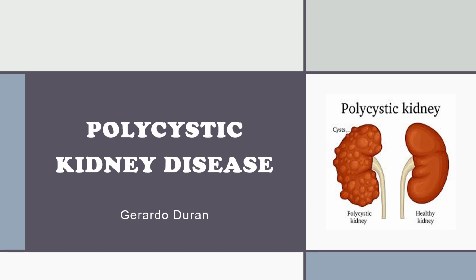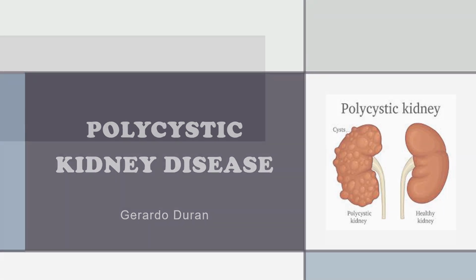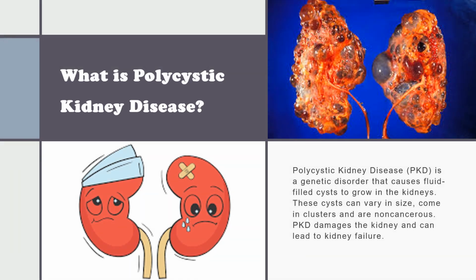Today, my presentation is over polycystic kidney disease, so we're going to go ahead and get started. What is polycystic kidney disease? Polycystic kidney disease, or PKD, is a genetic disorder that causes fluid-filled cysts to grow in the kidneys. These cysts can vary in size, come in clusters, and are non-cancerous. PKD damages the kidney and can lead to kidney failure.